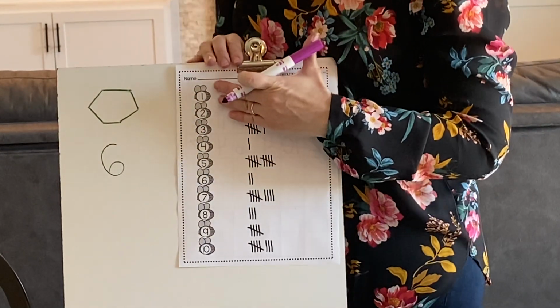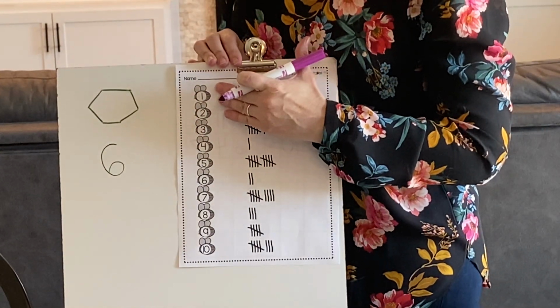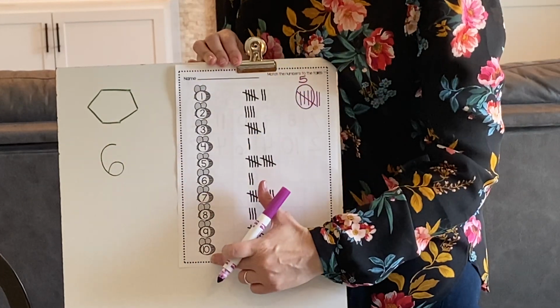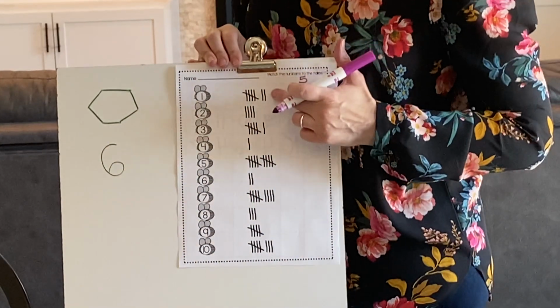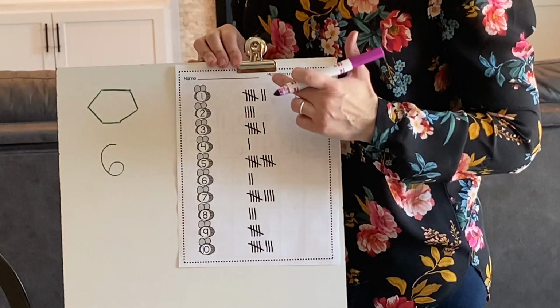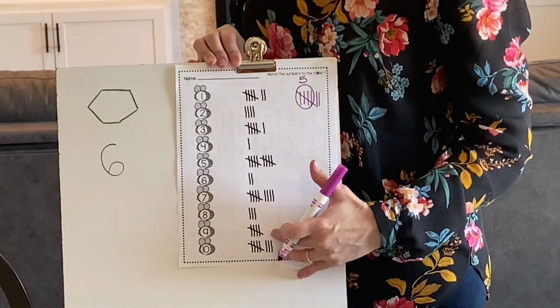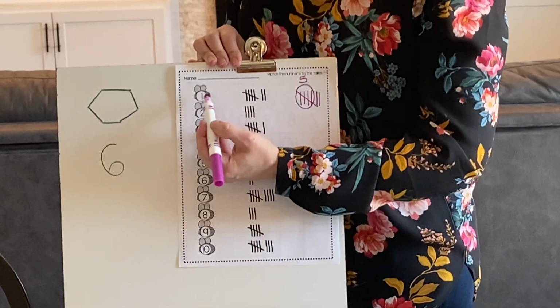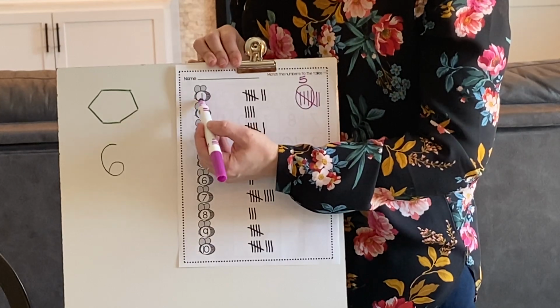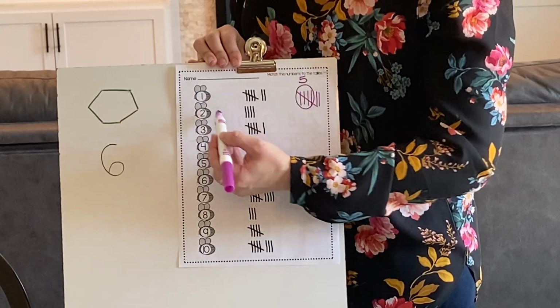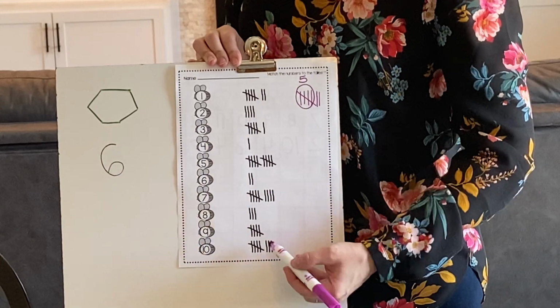Now, we have B's that have numbers on their bellies from 1 all the way to 10. Now over here we have tick marks from 1 all the way to 10, but they're not in order. And so we need to draw a line from the number on the B's belly to the number that matches over here, the tick marks.